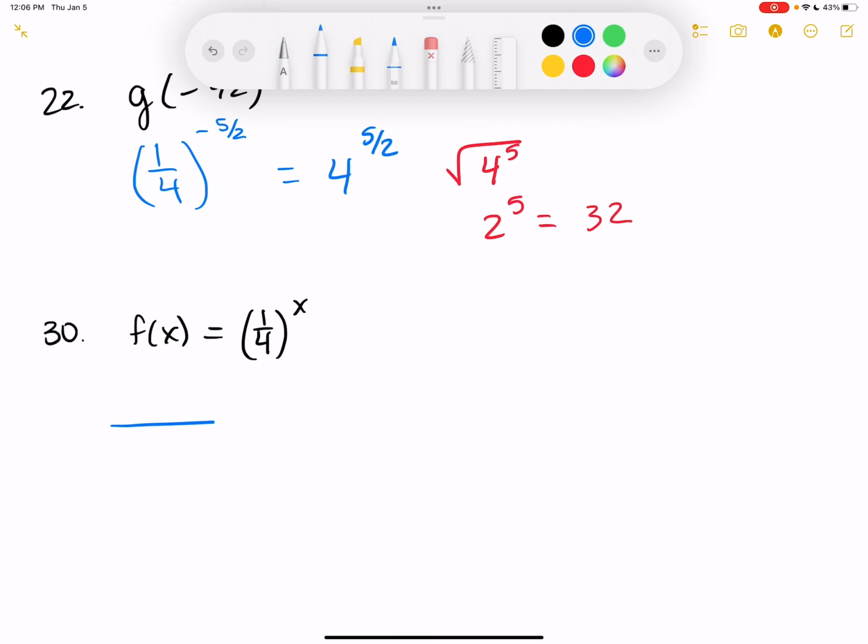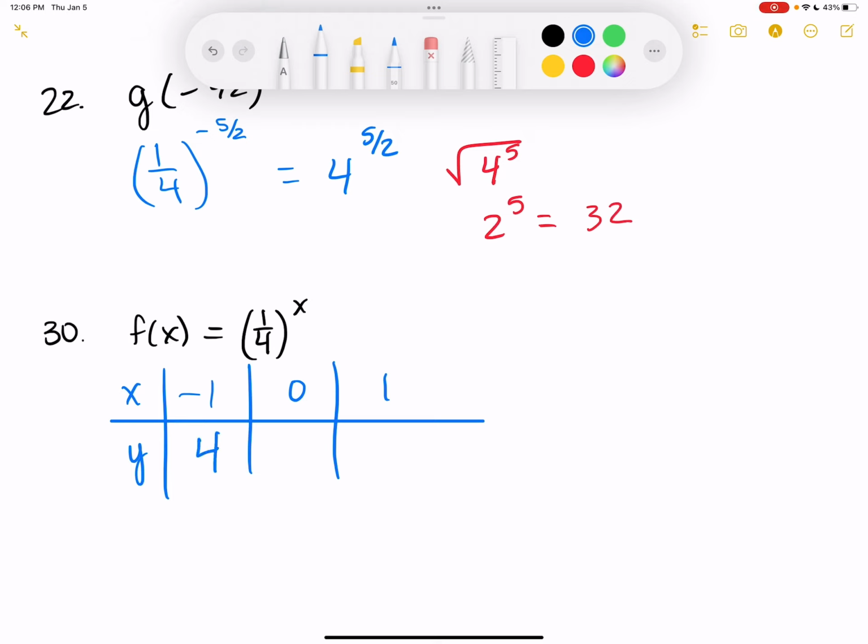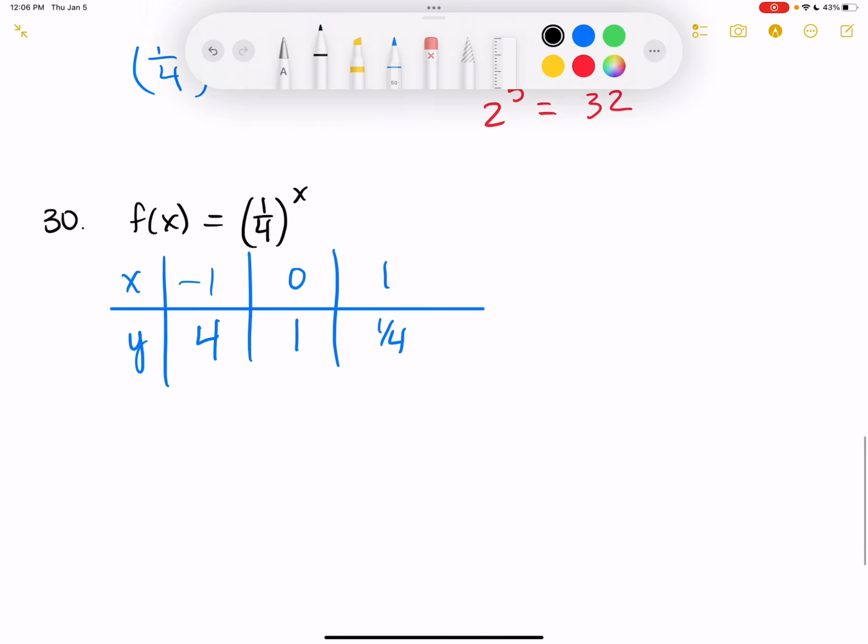So I always do a table for my x values and y values, and I will always do -1, 0, and 1. So 1/4 to the -1 is what? Well, negative 1/4. What? Negative exponent flips the fraction. Well, gee, I'm so stupid. 0. All right, 1/4 to the 0 is 1. Darn it. 1/4 to the 1 is 1/4. So then I graph it.